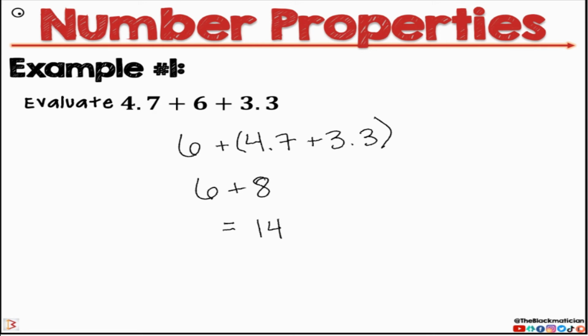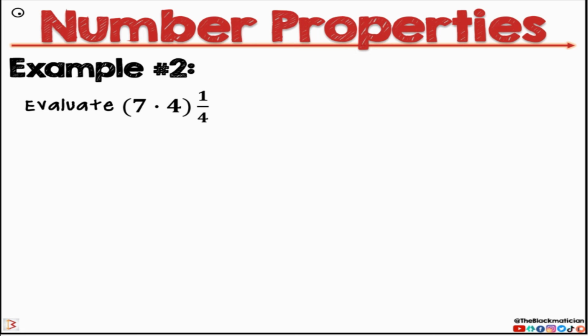Let's do another example. Example number 2, evaluate 7 times 4 times 1 over 4. I'm going to rewrite this because I want to use the associative property. All of this is multiplication, so it doesn't matter where I put those parentheses. So let's do 7 times the quantity 4 times 1 over 4. All right, so let's go ahead and do that.